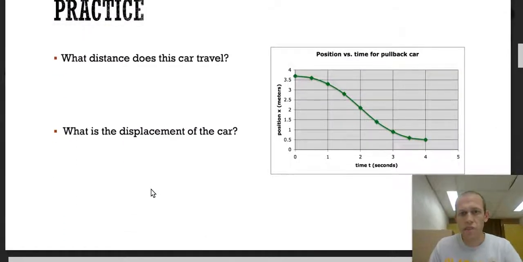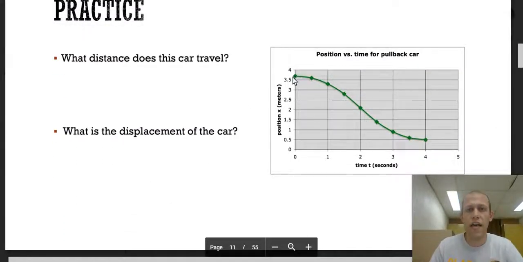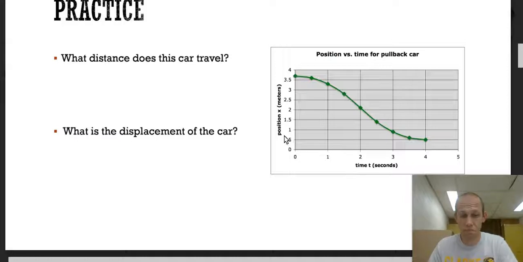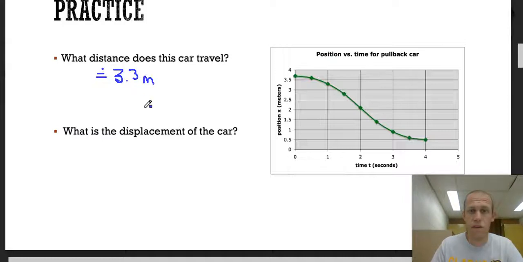Here we have another graph. It looks like the car is starting at 3.75 this time. It's ending at 0.5. So we're going to have pretty much the same problem going on. For our distance traveled, we're going to go the same amount of distance. It's still going to be 3.3 meters approximately. Nothing's changed. It's like this graph flipped.